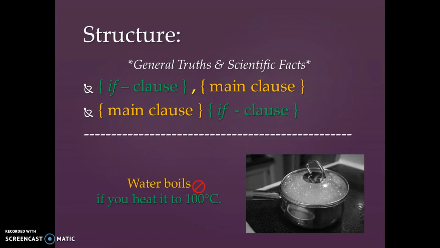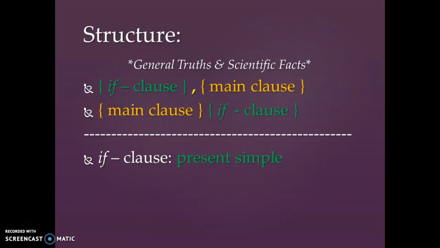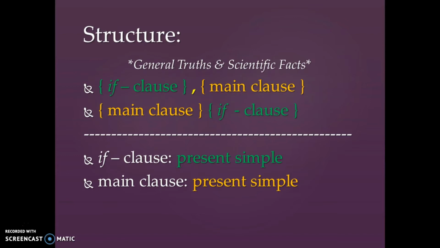Now let's take a closer look at the verb tenses that we use. Looking at the if clause, here's our verb in that clause. What verb tense are we using? If you said present simple, you're right. Now let's take a look at the main clause. Here's our verb, boils. As you can see, that one is also present simple.